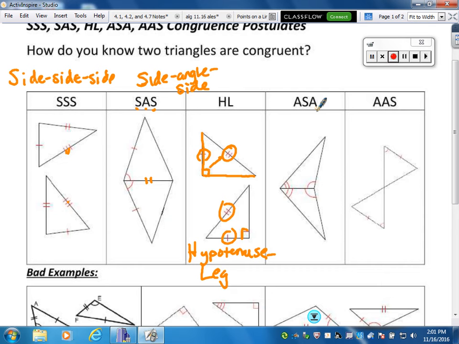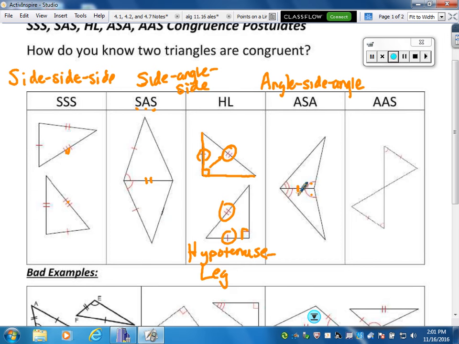For angle, side, angle, so ASA, very similar to side, angle, side. We've got that shared side in between right here, so I'm going to mark it as congruent, but this time my angles are on either side of the shared side. So my angles are in between, or have my side right in between them. So angle, side, angle.